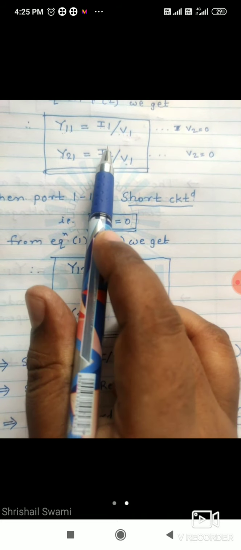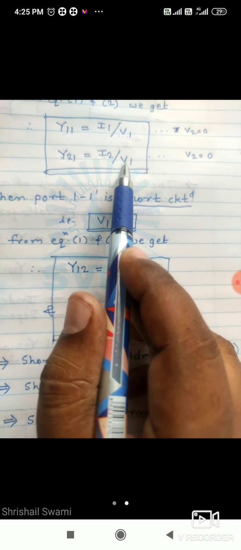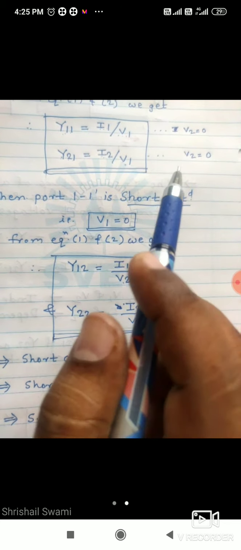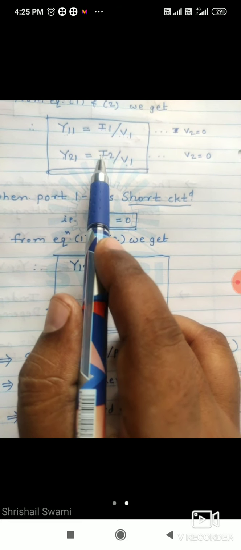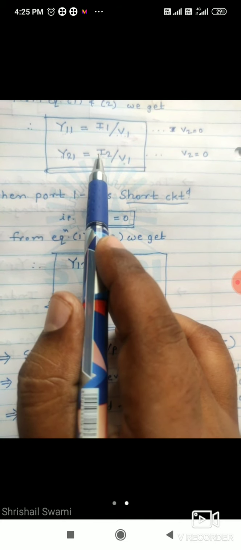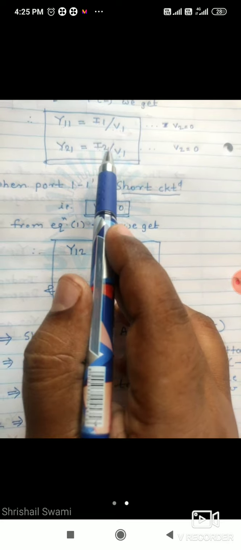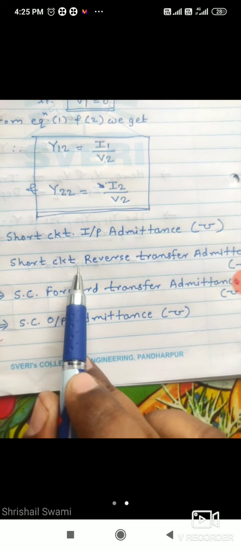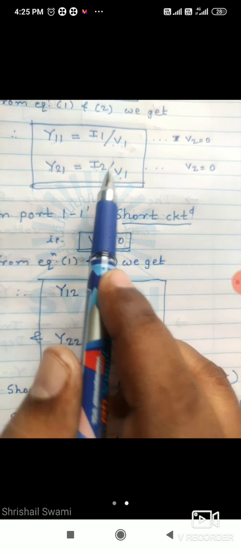So I2 is the variable of the second port, V1 is a variable of the first port. So as we are using the concept of transmitter to receiver, according to the direction of flow of current, based on that we are selecting forward or reverse. So it is flowing forward, that is from the input port to the second port. Okay, that's why it is called short circuit forward transfer admittance. So whenever the variables are of different ports, we can call it transfer.